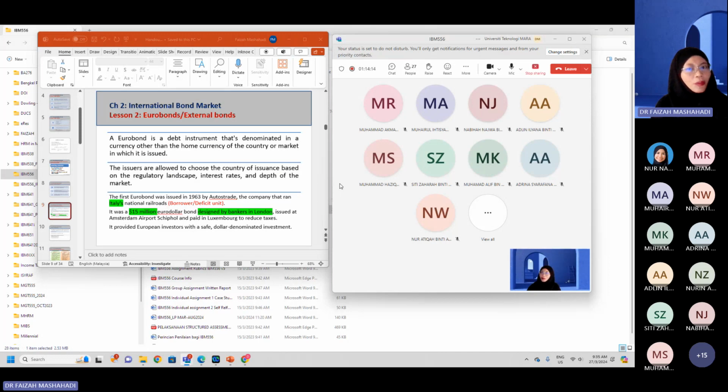But because this one is a Eurobond, the bond is denominated not in lira, but in other than lira. That is the first criteria. Okay, remember the first criteria, it must not be denominated in the home currency of the issuer. That is the first criteria. It is in dollar. $15 million.